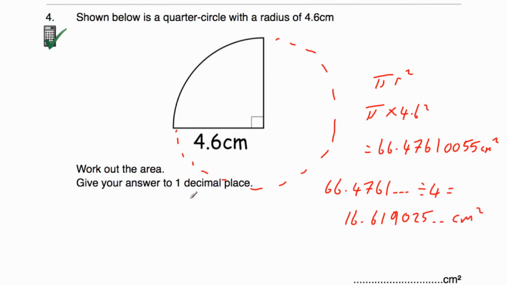And the question asks us to give our answer to 1 decimal place, so it's going to be 16.6. Because it's a 1 after that, we're not going to round up, so it's going to be 16.6 centimeters squared. So we find the area of the whole circle by using pi r squared and then divide that by 4.